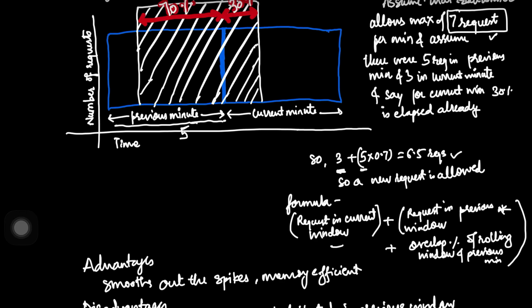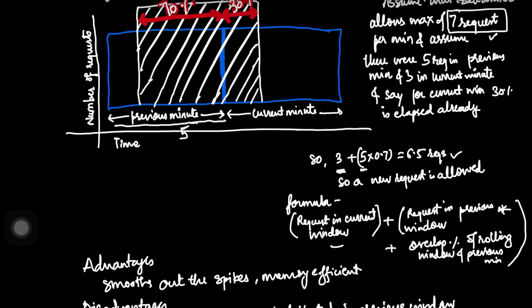Now you see that the beauty of this algorithm lies in this particular formula, which is nothing but a simple unitary method, where we have smoothened our spikes, and this has become a bit memory efficient also now, because we're not storing all the requests, which was a problem in the sliding window log algorithm. And the main disadvantage, or the minor assumption which we are making, the moment we apply the unitary method, is that we assume the requests in the previous windows are evenly distributed, and this is not always true.